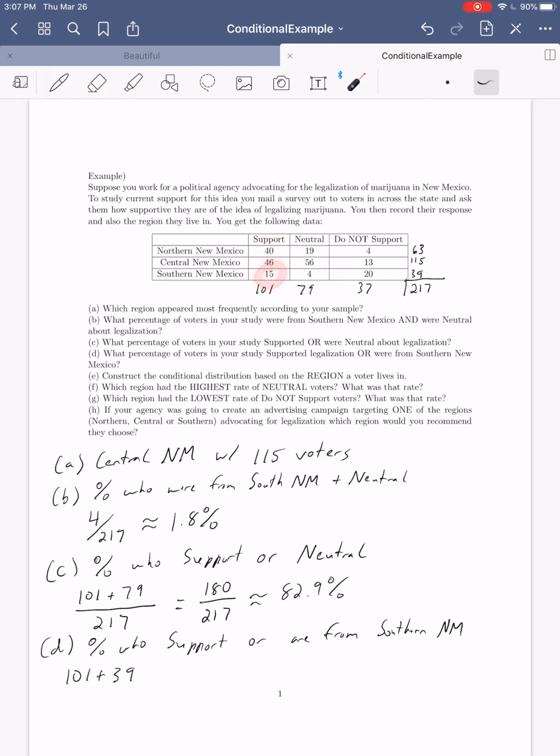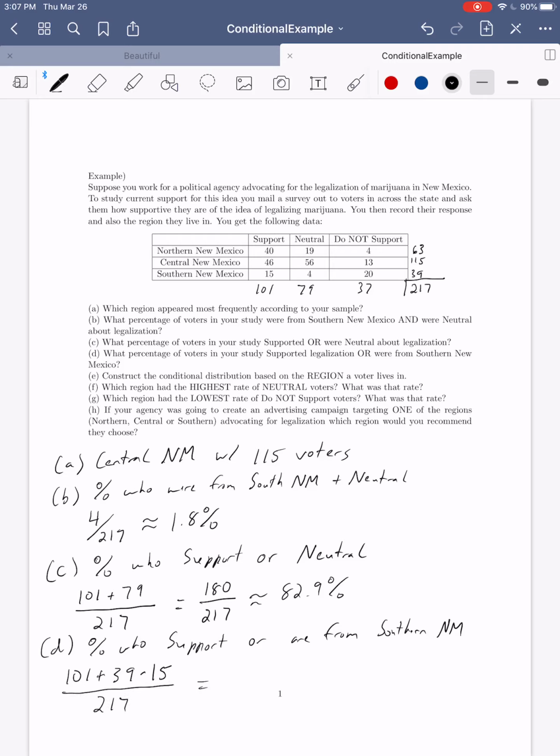They have an overlap of those 15 people who were both from southern New Mexico and supported legalization. And those 15 people were double counted. They were counted once in the 101 here and again in the 39 there. We don't want them to be double counted. We only want them to be single counted. So we need to remove that overlap. We need to subtract those 15 people. Another way to think about this is that if we added them up without using the totals, we would need to add 40, 46, 15, and then 4 and 20. But we wouldn't use that 15 twice. So the fast way to do that is to remove that overlap and then, of course, divide by 217.